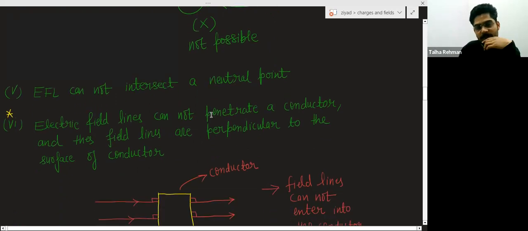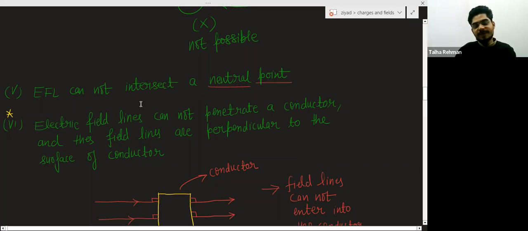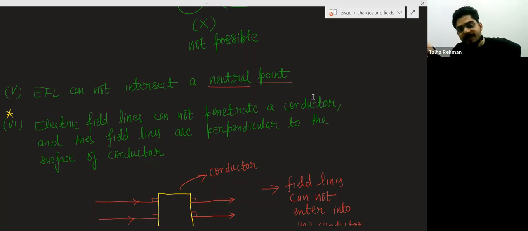A neutral point means the point where the electric field is zero. If the electric field lines intersect at the neutral point, it means at the neutral point there will be some electric field, and that is not possible.